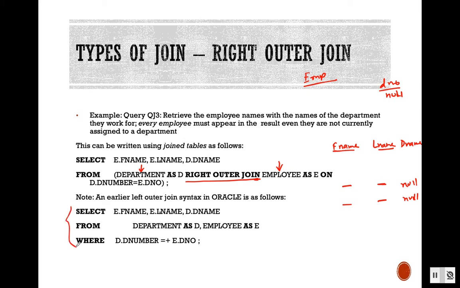As a regular join query we can write it like this, where the condition will be D dot D number equals plus E dot DNO. Here the plus is on the employee side, so every record from the employee table will be in the join result.